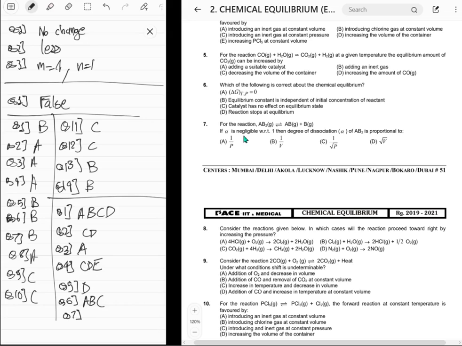For this reaction, if alpha is negligible with respect to 1, then degree of dissociation alpha of AB2 is proportional to... wait.